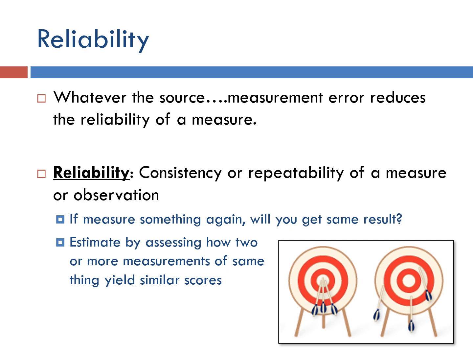So here I have this picture of the arrows being shot, and you have the center bullseye where every time it's fired, it is reliably hitting that center. Whereas in the right example, it's kind of all over the place. And we estimate this reliability by having 2 or more measurements of the same thing and seeing if the scores are the same. Again, if we measure it multiple times, do we get the same result?